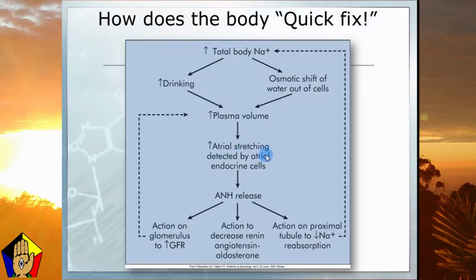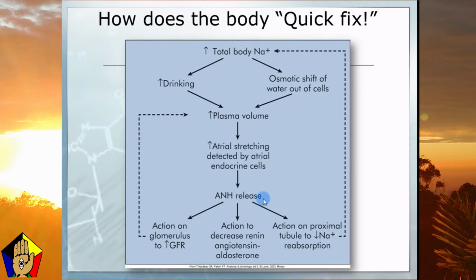The atrial endocrine cells, remember, the cells in the heart that release that stuff called ANP or ANH. So atrial natriuretic peptide is the key here. It's going to make you start losing salt. What turned on this pathway in the first place? Too much salt. So now you're going to start losing salt. You're gaining water, you're losing salt. You're trying to bring everything back to homeostasis and balance.